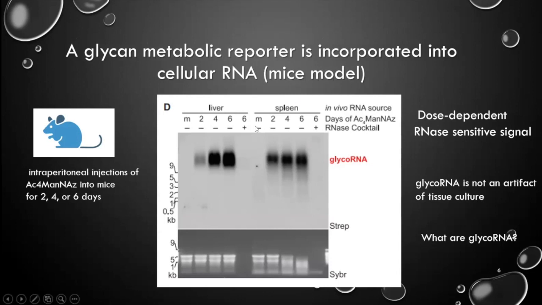Here you see the RNA from the liver and spleen, and you can appreciate that there is a glycoRNA band distributed in a dose-dependent manner, and it is also RNase sensitive. Therefore, the authors confirmed that the glycoRNA is not an artifact of tissue culture. And then there was a question about what the structure of those glycoRNAs is.